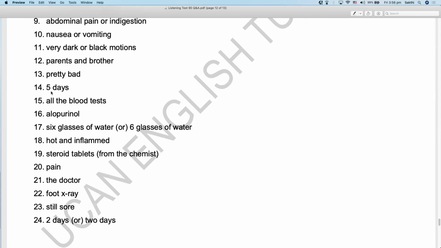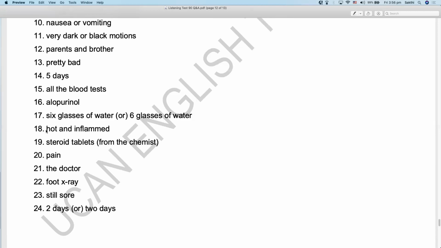Question number 14, the answer is 5 days. Question number 15, the answer is all the blood tests. Question number 16 is allopurinol. Question number 17 is 6 glasses of water. Question number 18, the answer is hot and inflamed. Question number 19, the answer is steroid tablets from the chemist or just the steroid tablets. For question number 20, the answer is pain.